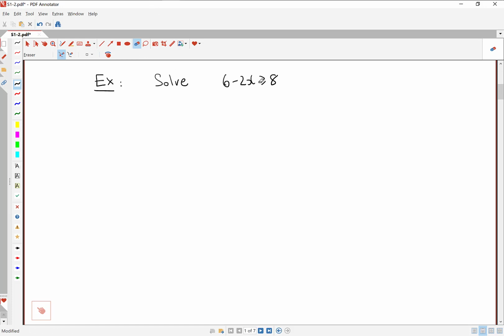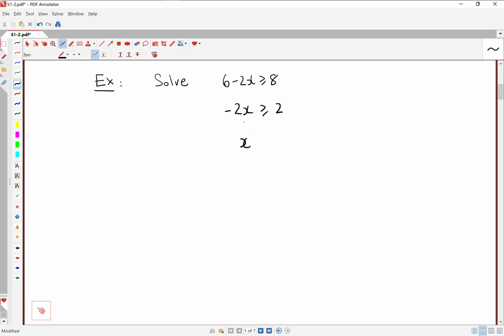So let's go back to the problem at hand, which is to solve the inequality 6 minus 2x is greater than or equal to 8. Well, we can subtract 6 from both sides. Adding or subtracting never affects the direction of the inequality, so that just stays the same. And now we can divide both sides by -2.